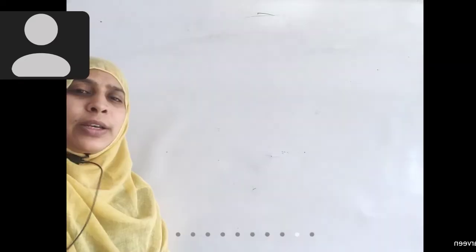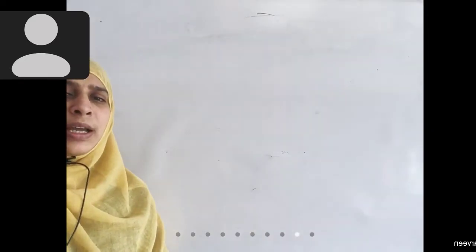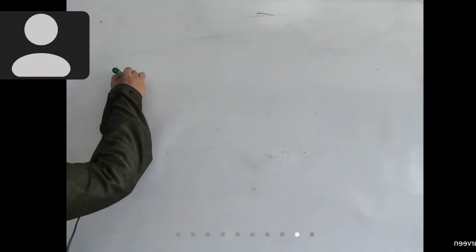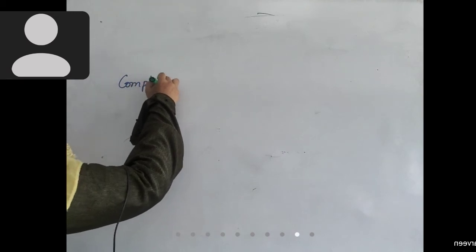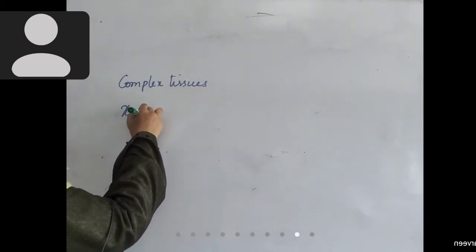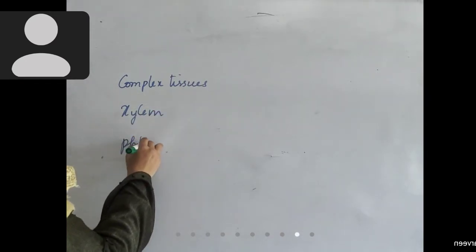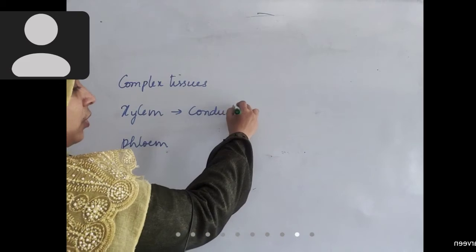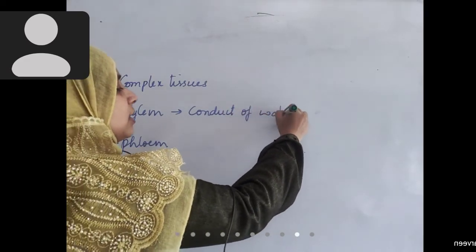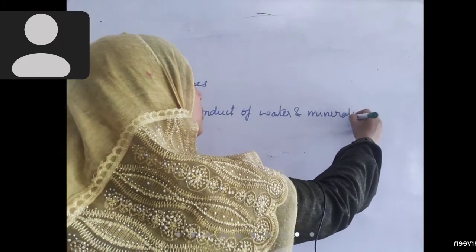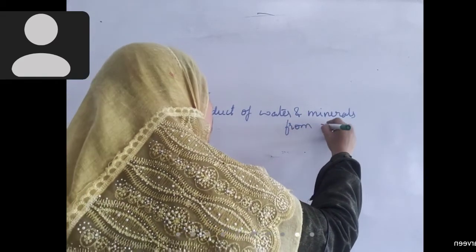When I said about classification, simple tissues are divided into parenchyma, collenchyma, and sclerenchyma. That's over. Now complex tissues. Complex tissue has only two types, xylem and phloem. Xylem helps in conduction of water and minerals from the roots.